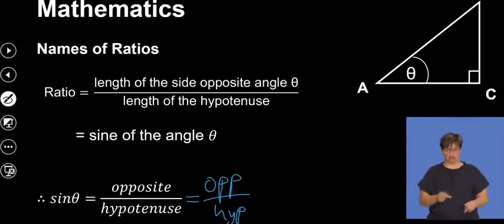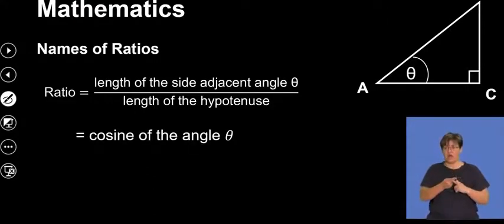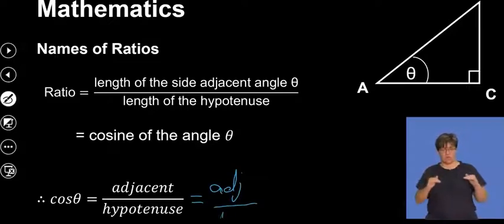So we shorten things so that we can just speak about them and not have to dwell on the language itself. Now, the other ratio is the length of the side adjacent to angle theta, remember, adjacent is directly next to it, over the length of the hypotenuse side. And this will then give me cosine of the angle theta. In short terms, cos theta is equal to adjacent over hypotenuse. Also remember, to make it short, it's ADJ over HYP.